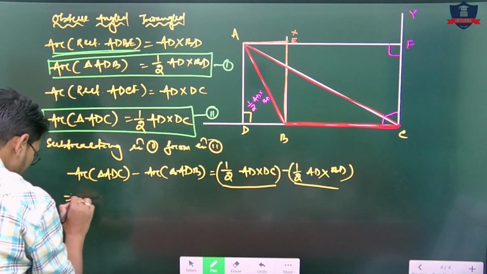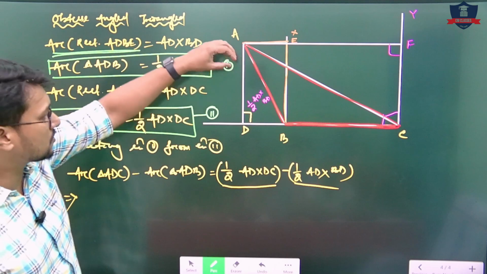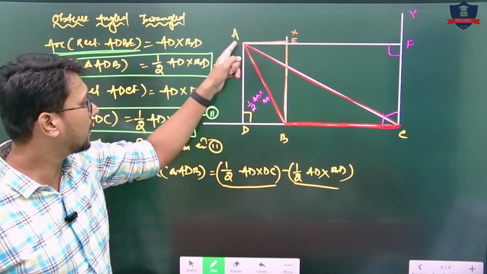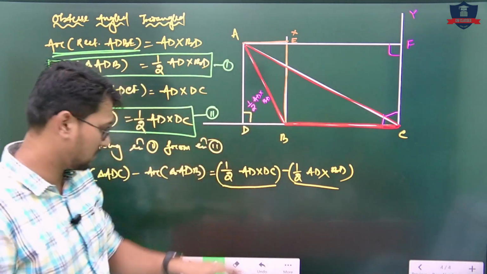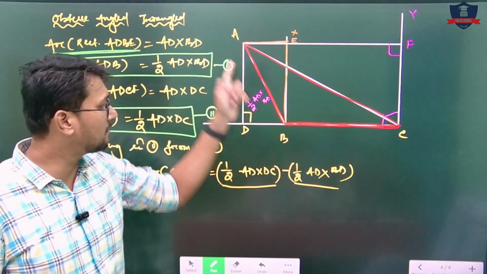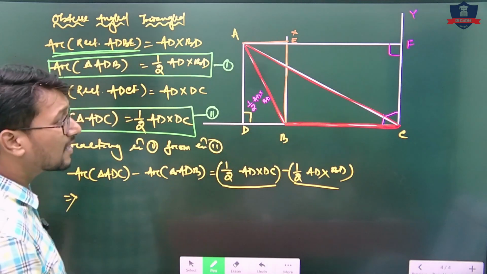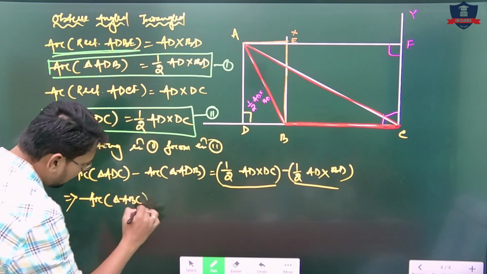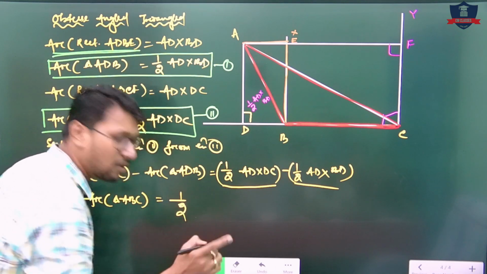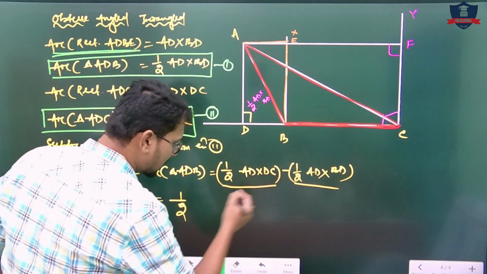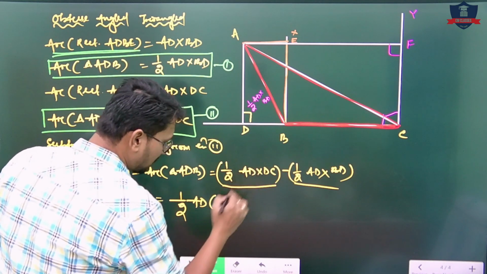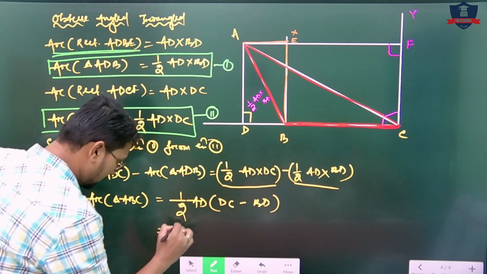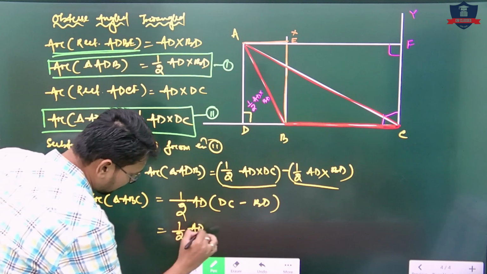So now, as we have discussed, ADC minus ADB. That is the area of triangle ABC equals half, which is common, right? And anything else common? AD is common. Then what is left? DC minus BD. Check DC minus BD, everyone.